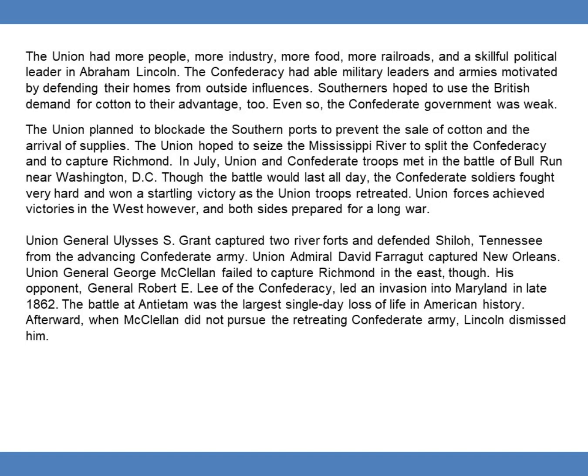In July, Union and Confederate troops met in the Battle of Bull Run near Washington, D.C. Though the battle would last all day, the Confederate soldiers fought very hard and won a startling victory as the Union troops retreated. Union forces achieved victories in the West, however, and both sides prepared for a long war. Union General Ulysses S. Grant captured 2 river forts and defended Shiloh, Tennessee from the advancing Confederate Army. Union Admiral David Farragut captured New Orleans. Union General George McClellan failed to capture Richmond in the east, though.